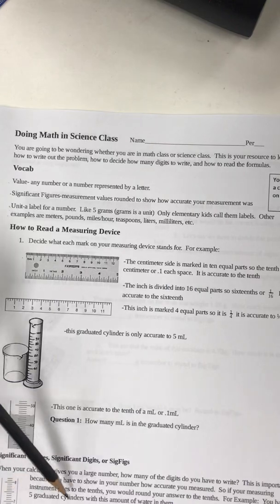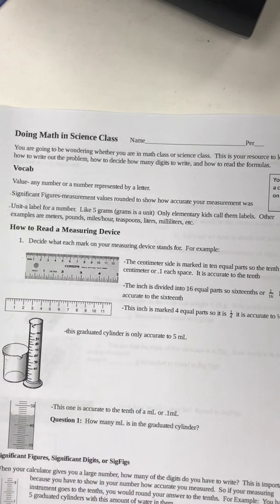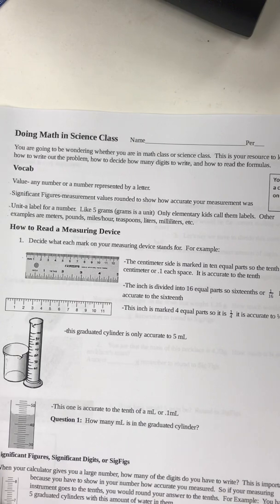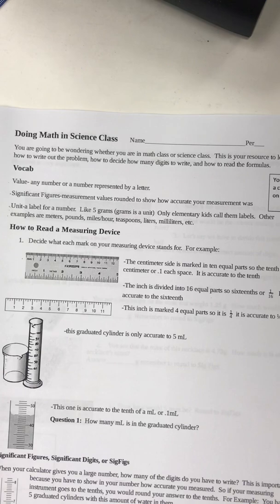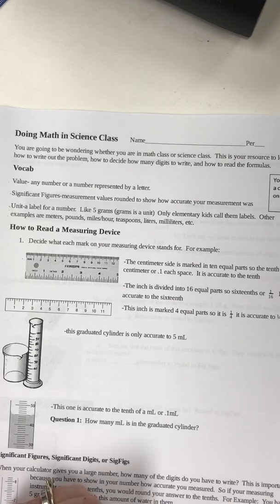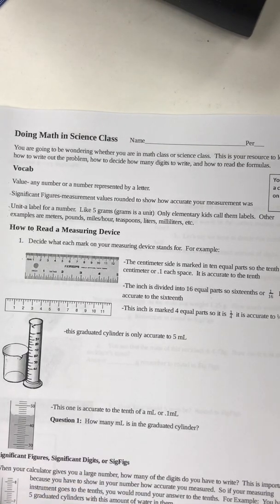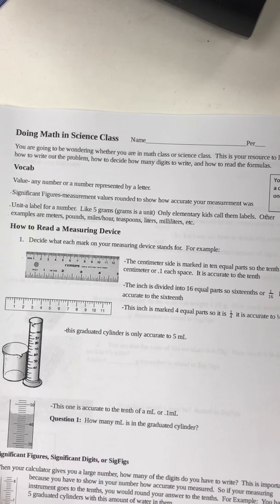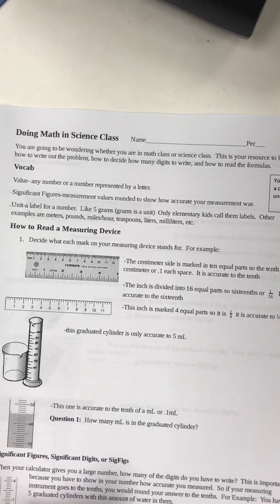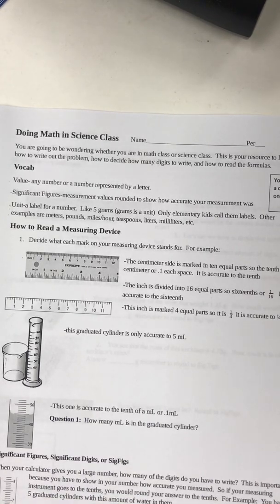For example, you have 5 graduated cylinders with this amount of water. So it's saying we have 6.6 milliliters of water, and you say you have 5 of those. So to figure out how much water total, you'd take 6.6 milliliters times 5. Well, you can always use a calculator in here. So if you take 6.6 times 5, you get 33. The problem is your measuring instrument measures to the tenths. So since your measuring instrument measures to the tenths, you need to show your measurement is accurate to the tenths. So I would have to put a 0.0 on there. 33 would be an incorrect answer.